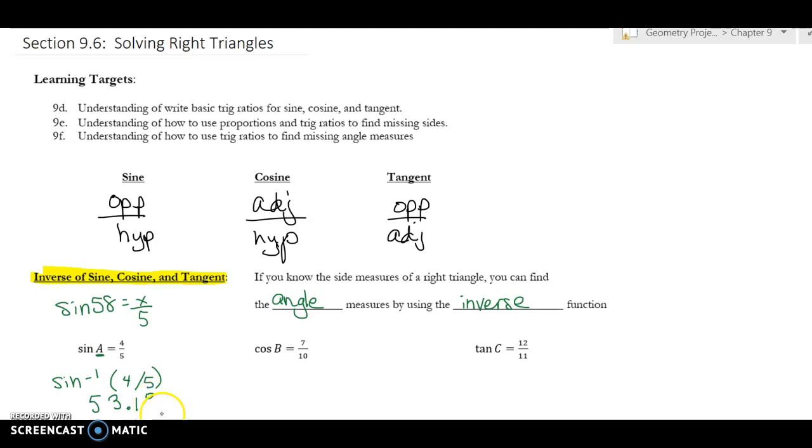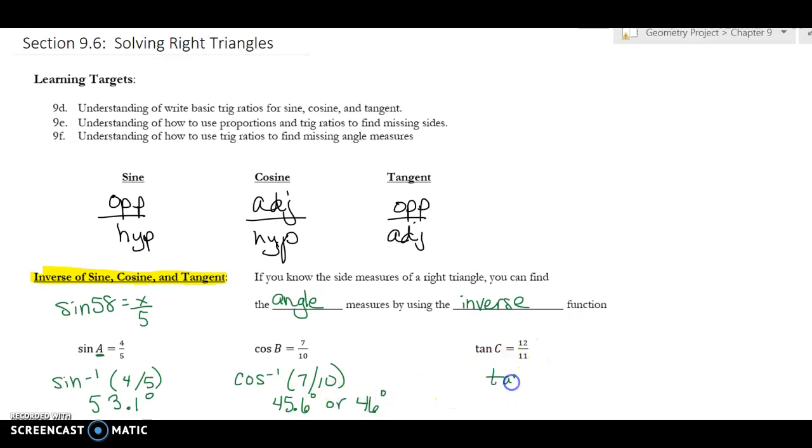So this is 53.1 degrees. You'd have to read the problem to see if it wants you to round to the whole degree or a tenth of a degree. Usually the whole degree will work. Okay, now I need to do the inverse cosine of 7 over 10. Same idea: second cosine of 7 divided by 10 is 45.6 degrees, which could be 46 degrees.